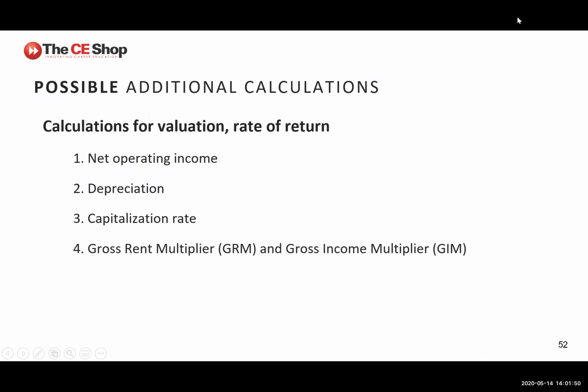Now, there is a possibility, and I don't know in this who's doing what, but if you are going for a broker's license and a broker's license only, you possibly could see calculations for net operating income, depreciation, capitalization rate, or gross rent multipliers and gross income multipliers.